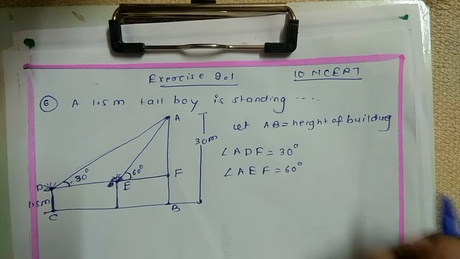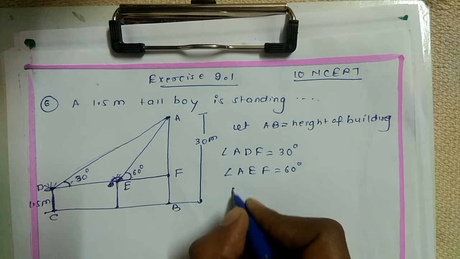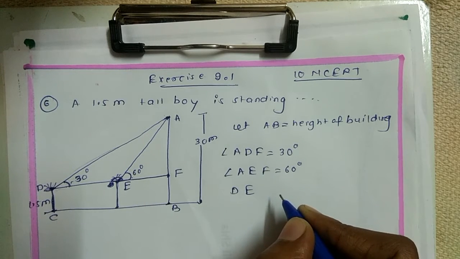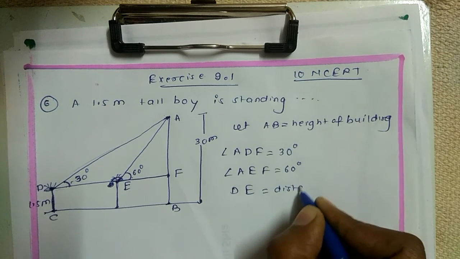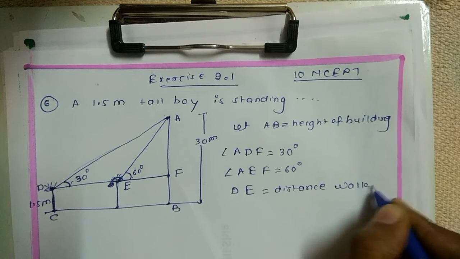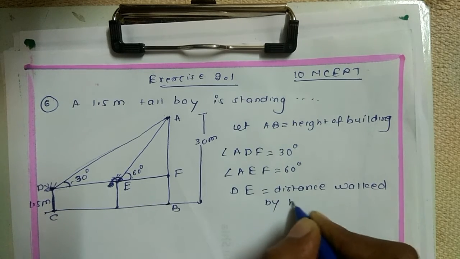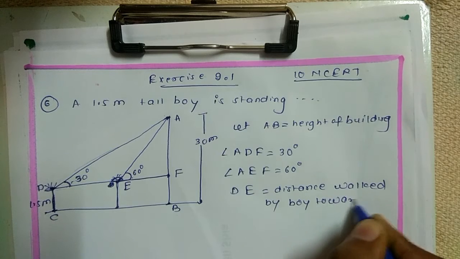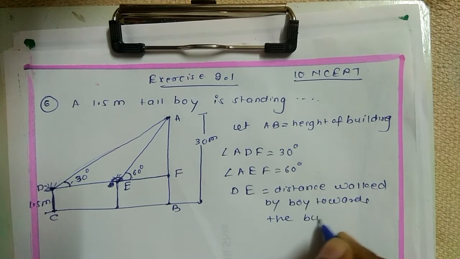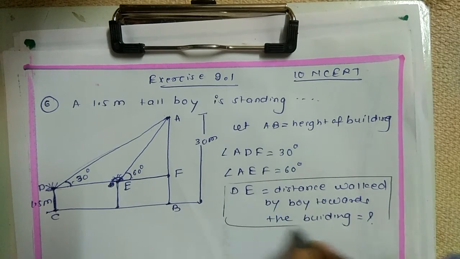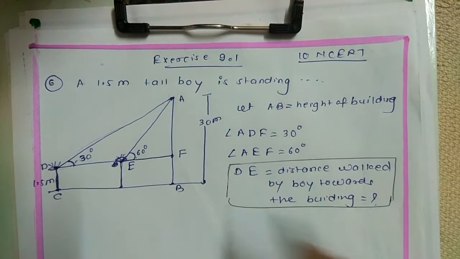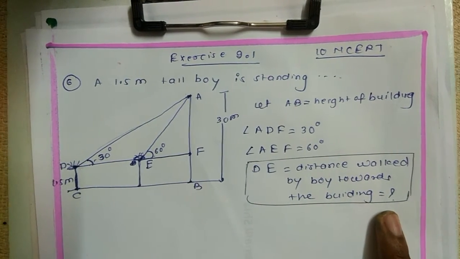Now we need to find out here D, that is the distance walked by the boy. So find the distance he walked towards the building. D is the distance walked by the boy towards the building. That we need to find out. So you can highlight this with a pencil, if you want, so that you will come to know at the end what you have to find out. So D we should find out, that is how much.